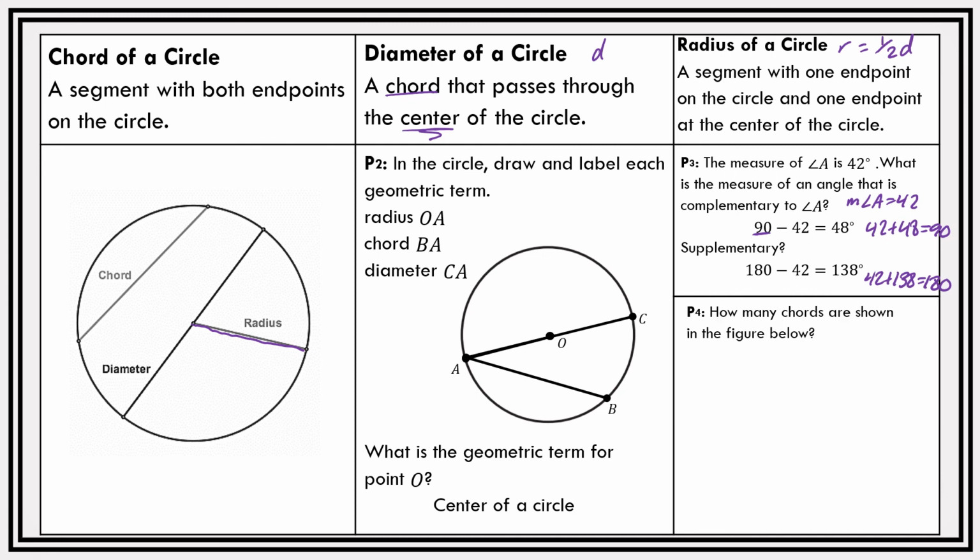All right, P4, our last problem. How many chords are shown in the figure below? So we've got this. Remember, chords are just a segment with both endpoints on the circle. So let's look. I said 2. We said 2. Let's check them out. So AF is one chord, and then CE is another chord. OD isn't a chord, it's a radius, and BO is not a chord, it's a radius. There are 2 chords in the figure below.